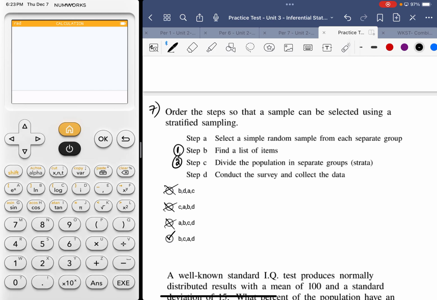Select a simple random sample from each separate group. That would be my third move. So I took my population, I had a list of everything, broke it up into the different categories, and then pulled from within each one. And now what I have is my sample. What would I do with my sample? I would actually apply the study. I would collect information. So that would make this the last step in the process.